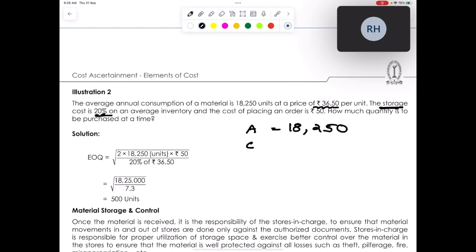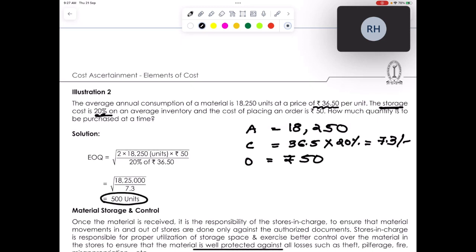So I will calculate the holding cost, denoted by C: 36.5 multiplied by 20%. Please give me the amount. It will be 7.3 rupees. And my ordering cost per order is rupees 50. So by applying the formula, I get 500 units.